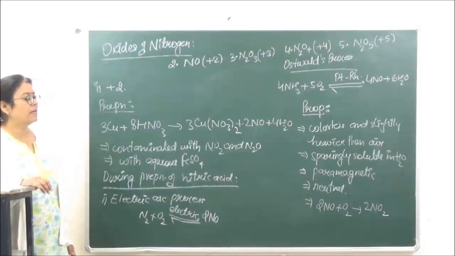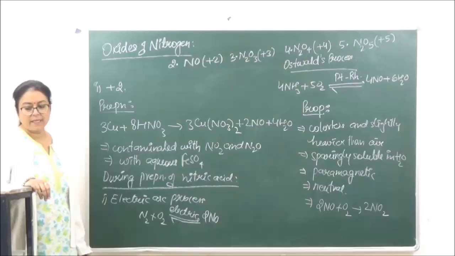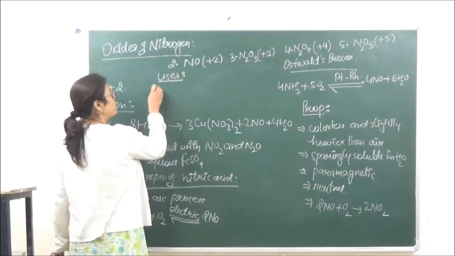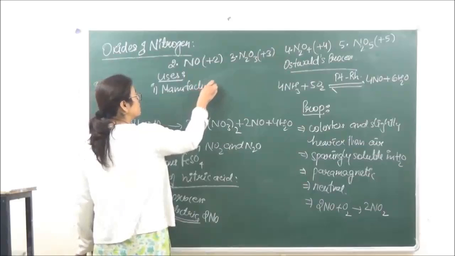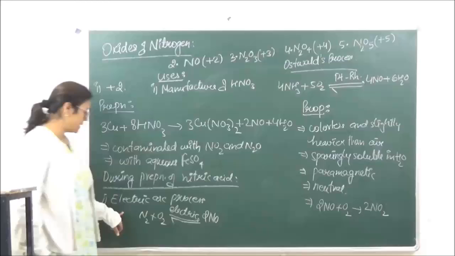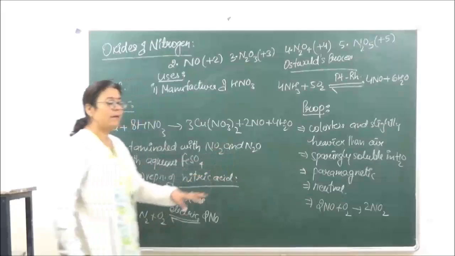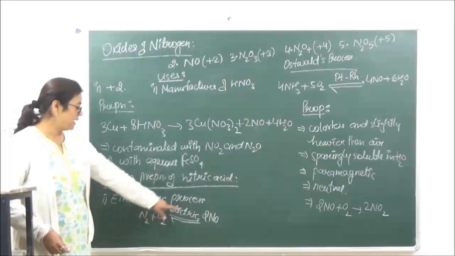ठीक है? Uses इसकी क्या है? It is used in the manufacture of nitric acid. तो ये वाले जो दोनों methods हमने करे हैं, this one electric arc method and Ostwald process, these are basically processes for the manufacture of nitric acid. तो ये यहाँ पे use होता है nitric oxide to form nitric acid. ठीक है? This is the first use.